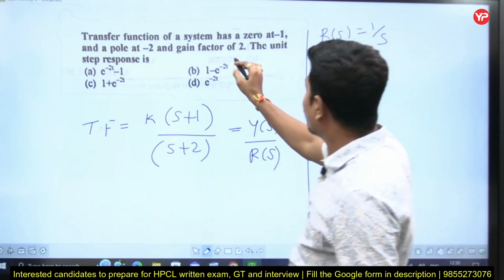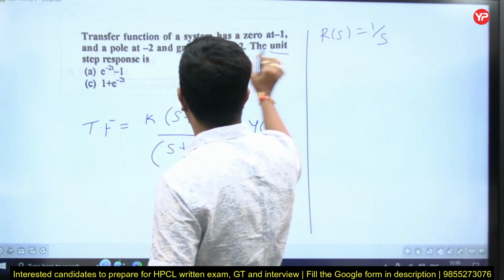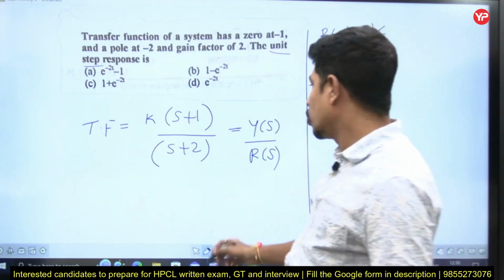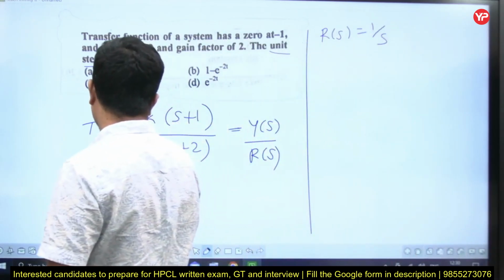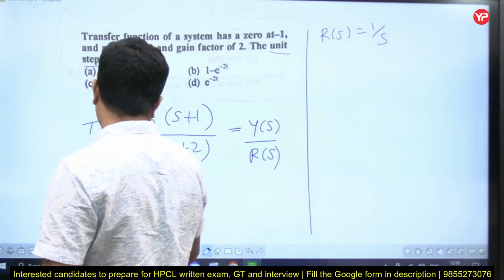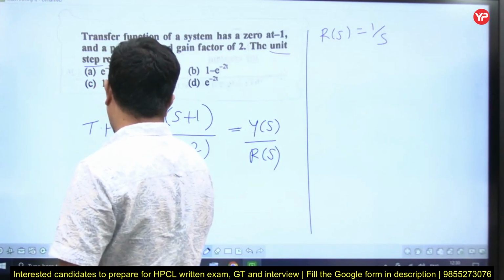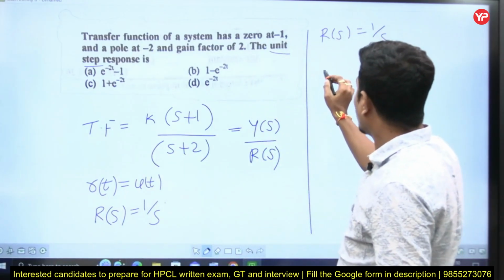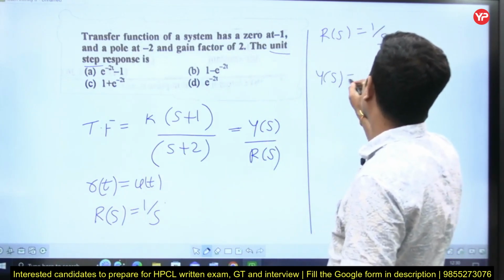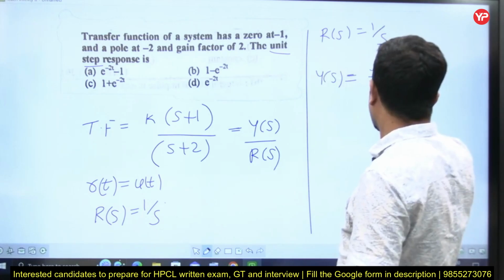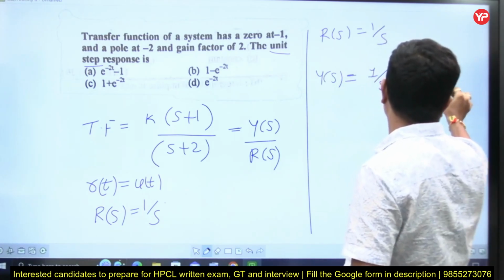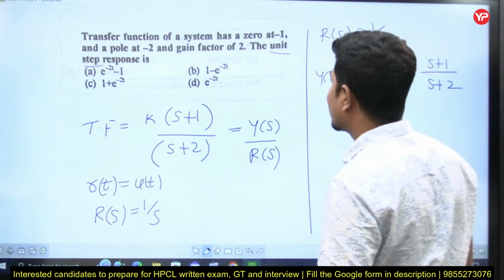Why? Because the input is a unit step, he is saying unit step response. Unit step means r(t) is equal to u(t). If you apply its Laplace transform, R(s) is equal to 1/s. So now the output Y(s) is equal to 1/s into K, which is 2, into (s + 1)/(s + 2), that is (s + 1)/(s + 2).